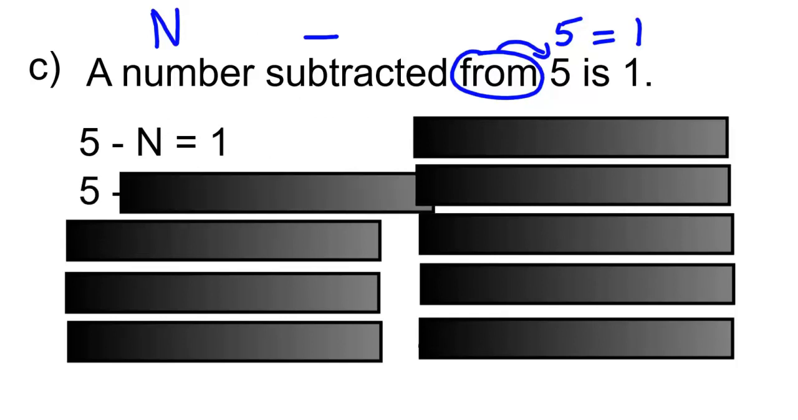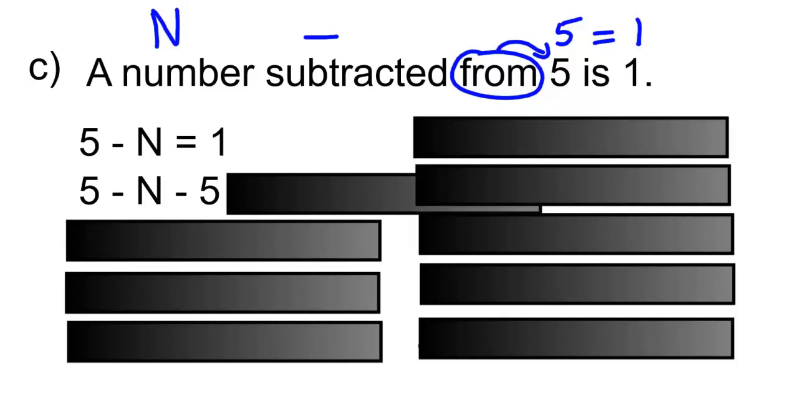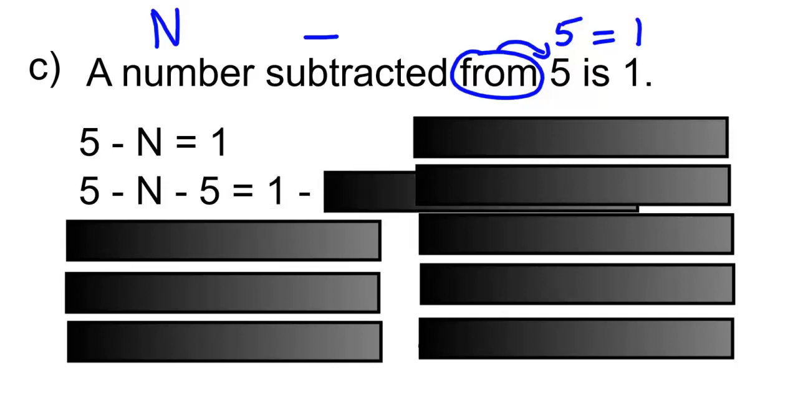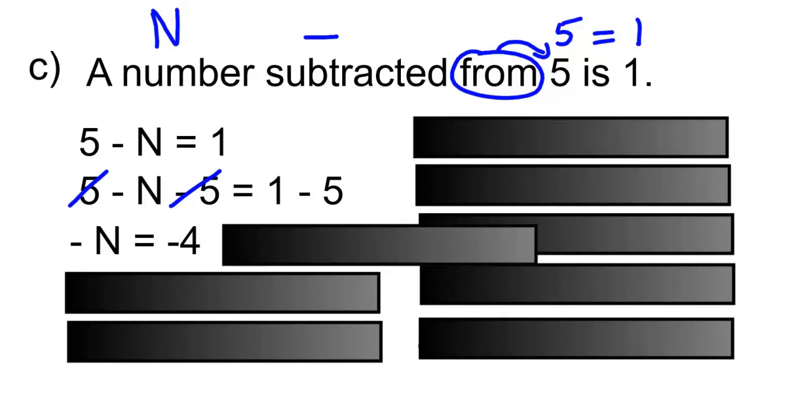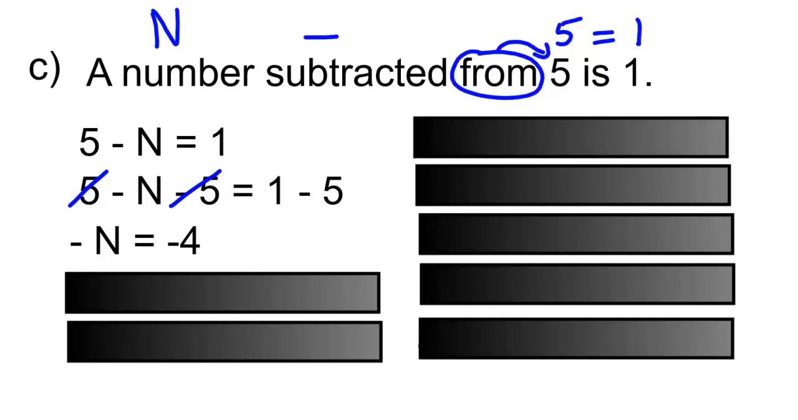We'll start by removing the 5 from the left-hand side by subtracting it. So 5 minus n minus 5 is equal to 1 minus 5. Plus 5 and minus 5 will cancel, leaving you with negative n. And 1 minus 5 is negative 4.